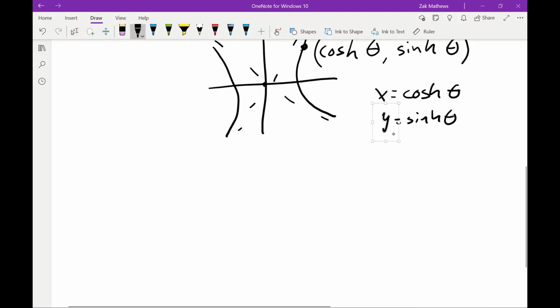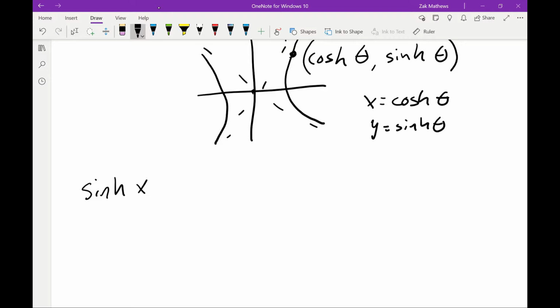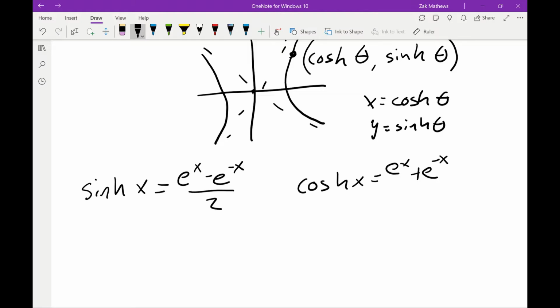Let's define what the sinh function actually is. The sinh function, sinh of x, is equal to e to the x minus e to the negative x over 2. And the cosh function of x is equal to e to the x plus e to the negative x over 2. And let's view these in terms of their graphs, because I think that helps.